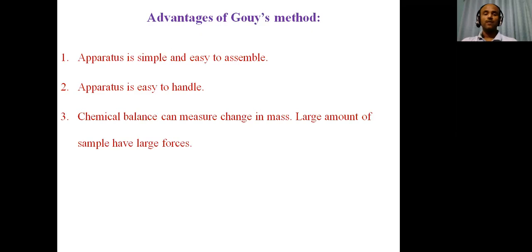Now there are some advantages and disadvantages associated with this Gauss balance method. We first discuss the advantages. The apparatus is simple and easy to assemble. It is easy to handle. A chemical balance can measure change in mass, so a large amount of sample has large forces.